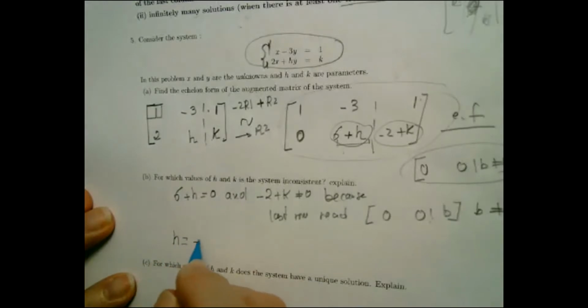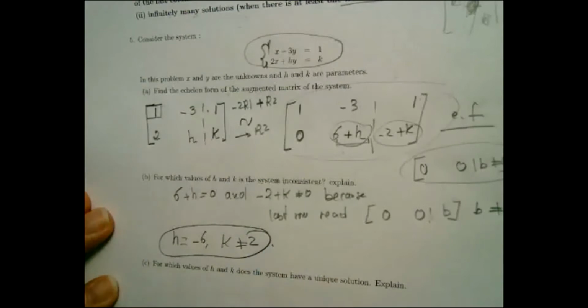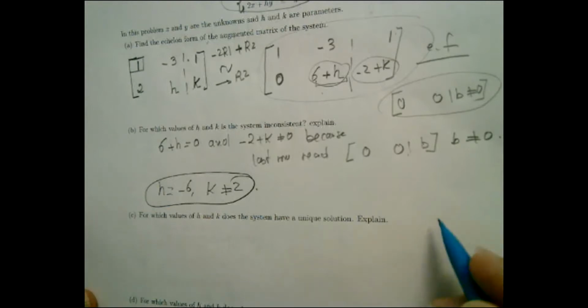So which values? H is -6, K different from 2. End of the problem. Okay? Now, which H and K? Again, it is the echelon form that you go after. It really tells us the whole story. Which H and K will cause the system to have only one solution? So you have to remember how a system works, it's a 2x2 system.